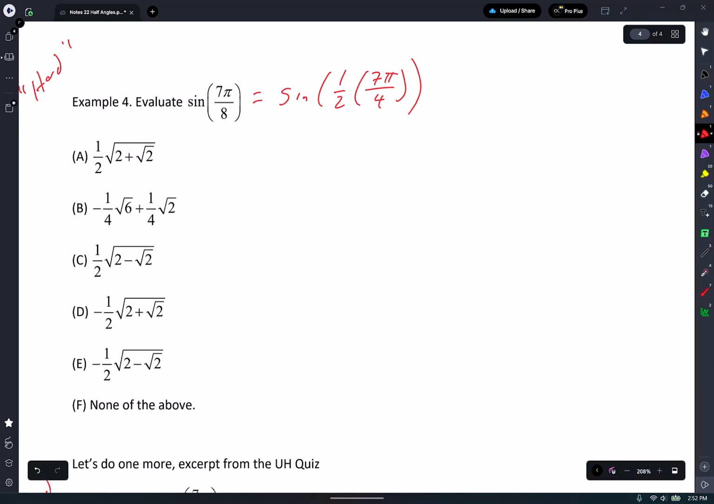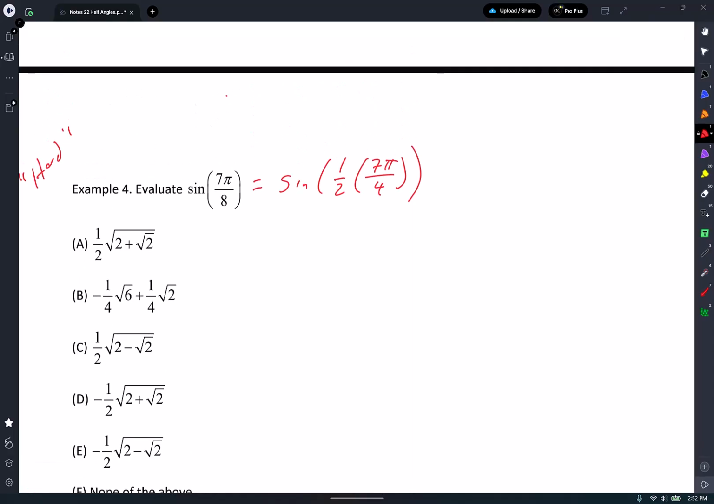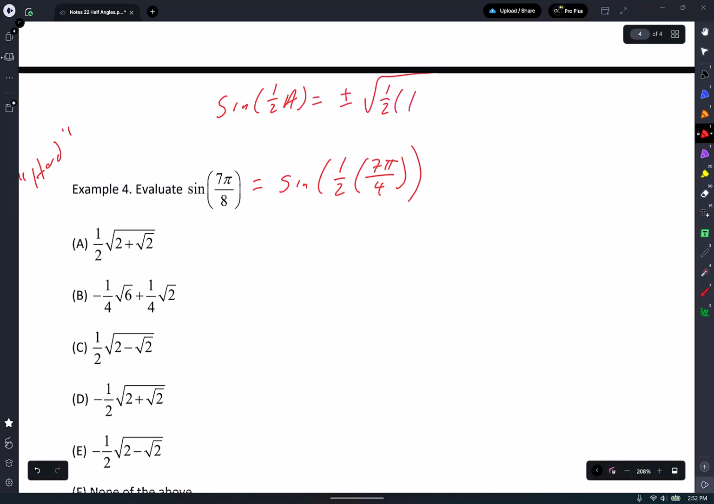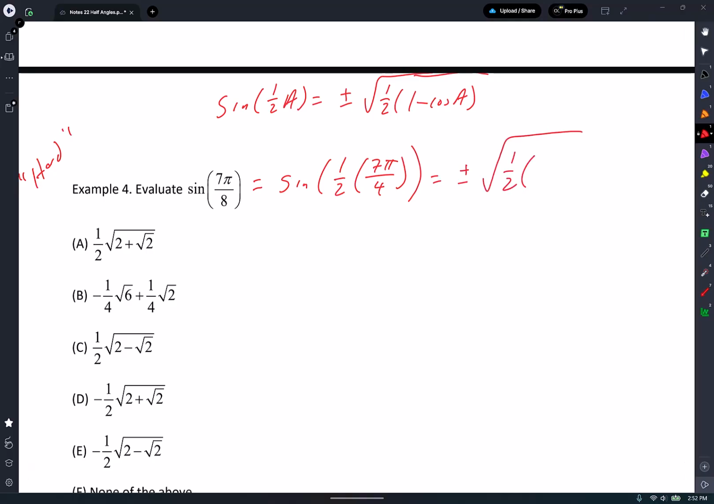And what are you talking about? Well, look, this is just this, guys. Sine of half a equals plus minus square root 1 half parenthesis 1. This is a sine, so I'm going to write 1 minus cosine a. That's all I'm doing. Half of 7 pi over 4, so I'm going to write plus minus square root 1 half parenthesis 1 minus cosine of what angle? 7 pi over 4.